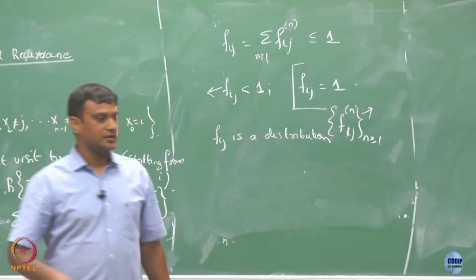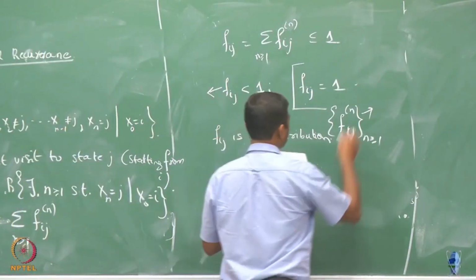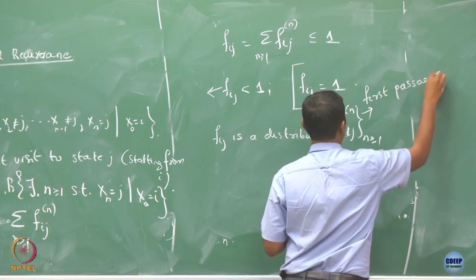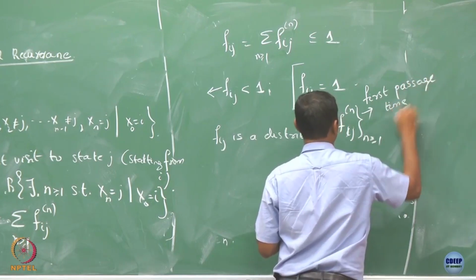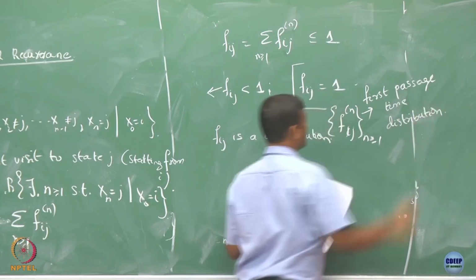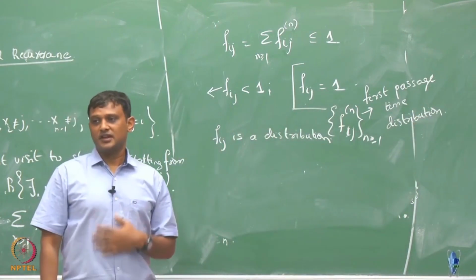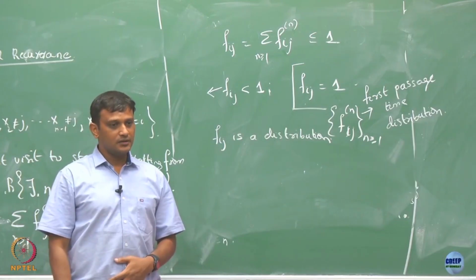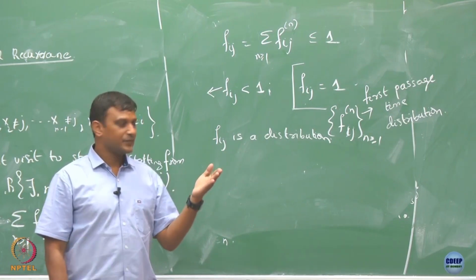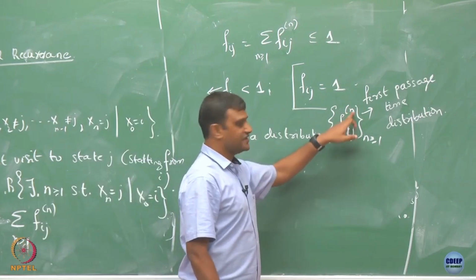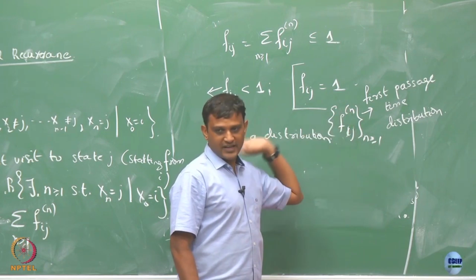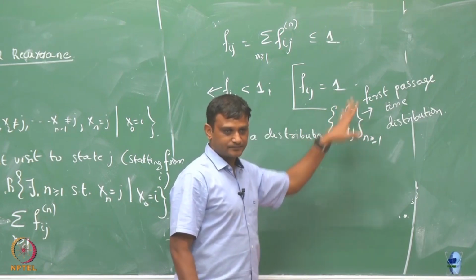Now Fij(n) for n greater than or equal to 1 is a random vector, a distribution. We call it the first passage time distribution. This is a distribution taking discrete values, and what are these values? n equals 1, 2, 3, 4. So the probability that it takes value 1 is Fij(1), the probability that it takes 2 is Fij(2), and the probability that it takes value n is Fij(n), like this.